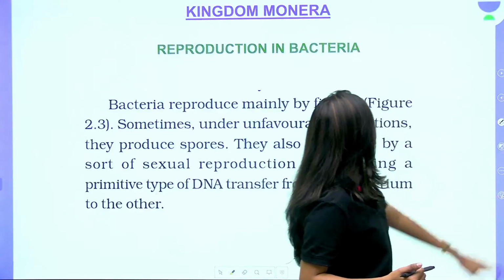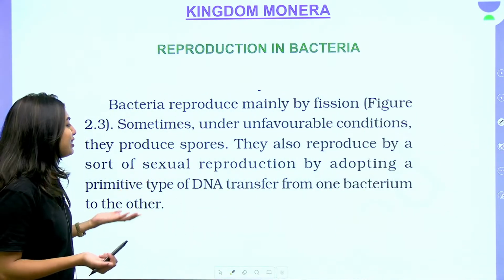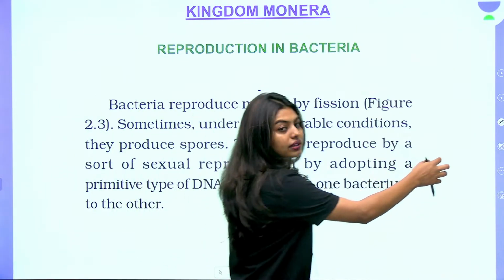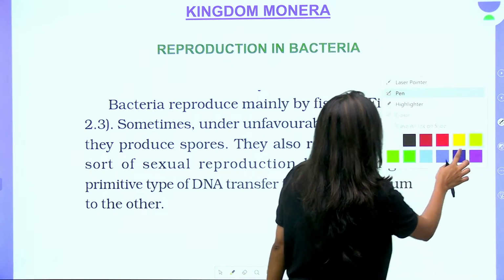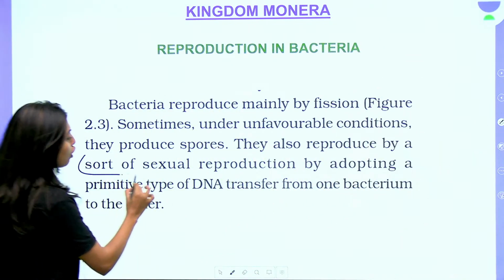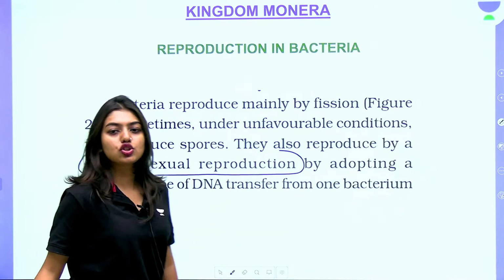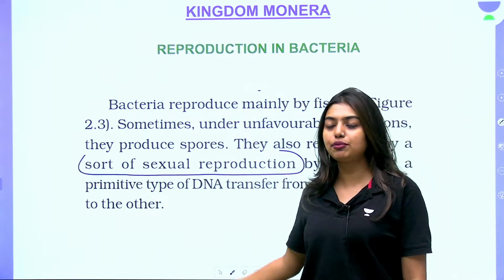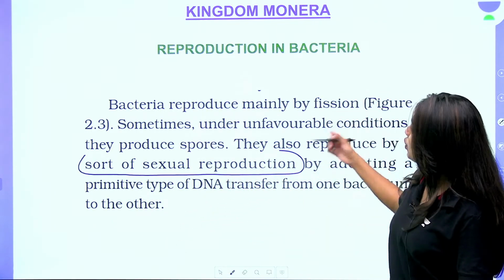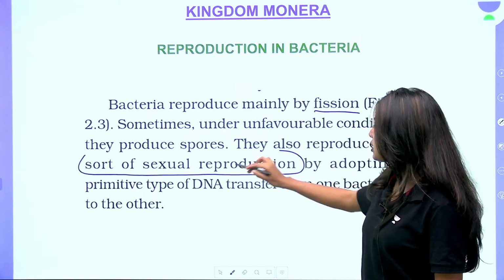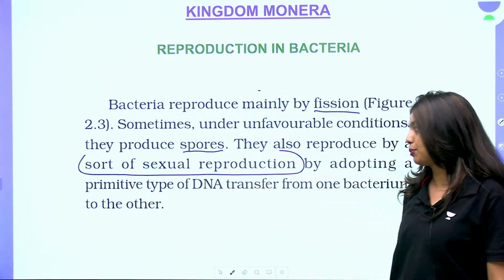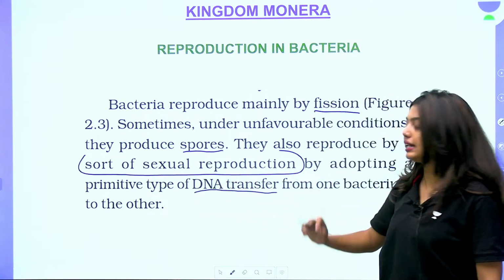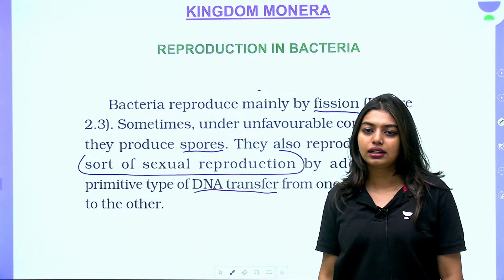Okay. Next. I've put it here for those who are not able to find it. Look here. They have used the statement, sort of sexual reproduction. This is what they mean. Understood? I've put the paragraph. Here they have told only about fission, and that in unfavorable condition they will form spores. Sort of reproduction they haven't explained, but they have told DNA transfer. Okay, DNA transfer. Clear?